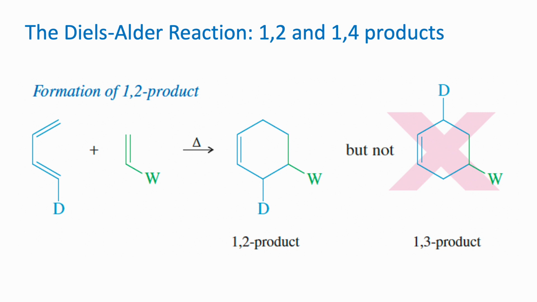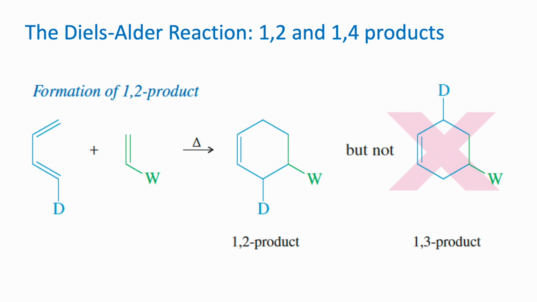All right, so we get a 1,4 product if the donor group is on, let's say, carbon 2 of the diene. If we're numbering the carbons in the diene, we have 1, 2, 3, 4. 1 and 4 are the carbons on the end, 2 and 3 are the carbons in the middle. If we have an electron donating group on carbon 2 or 3, we form the 1,4 product. However, if my electron donating group is on carbons 1 or 4, on the end of our diene, like it is now, then we get a 1,2 product, and we never get a 1,3 product.